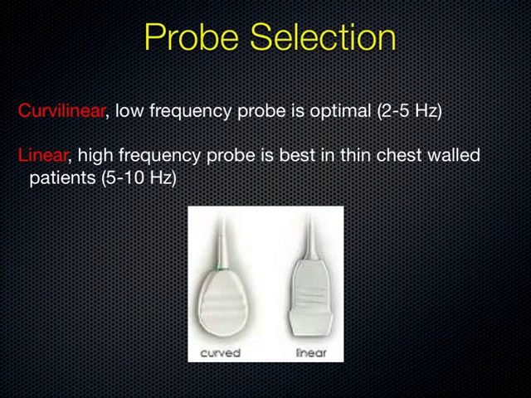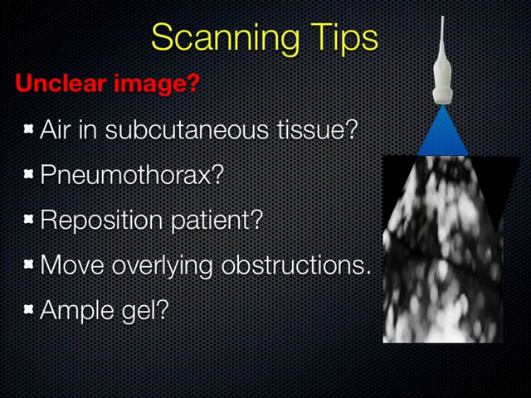A couple quick tips, and this is important for any kind of imaging: if you don't have a great picture, if you don't see anything, basically you have to think about what to troubleshoot. Do you have enough gel? Air is your enemy, gel is your friend. You've probably heard that 1,000 times, but it is absolutely true. If you don't have gel, or you don't have good contact with the chest wall, or if you've got something obstructing in the way, like a bandage or a bra strap, you need to clear those things so that you can see.